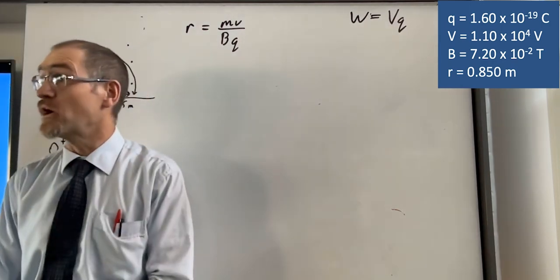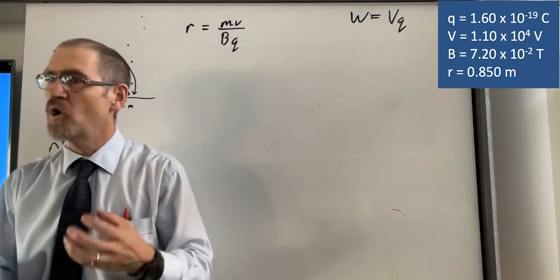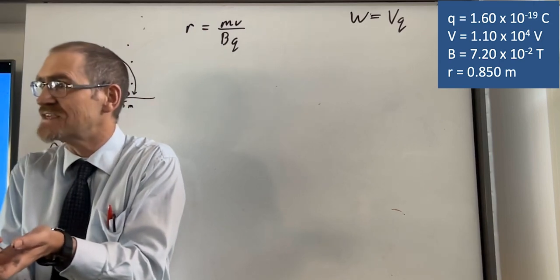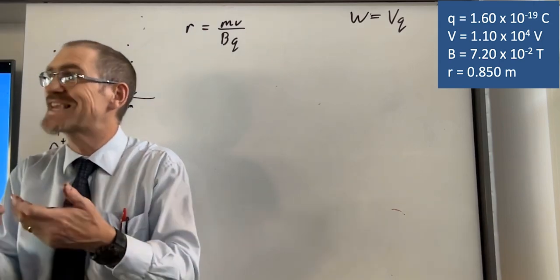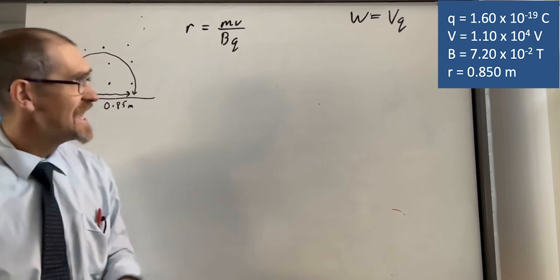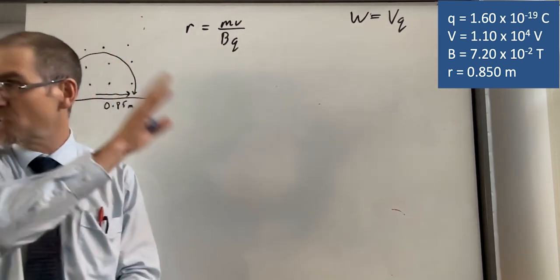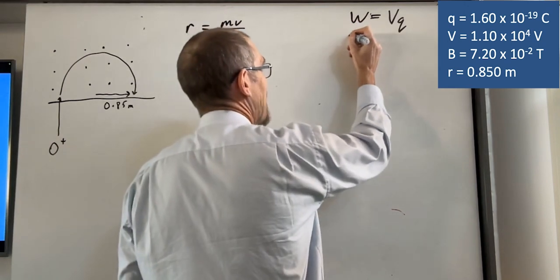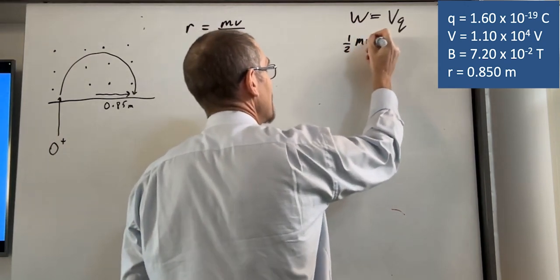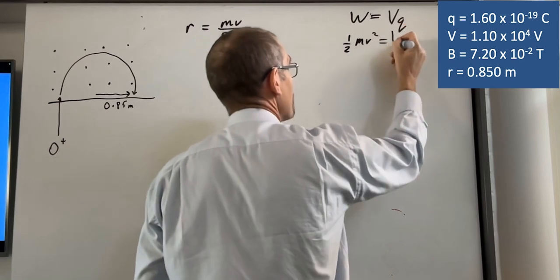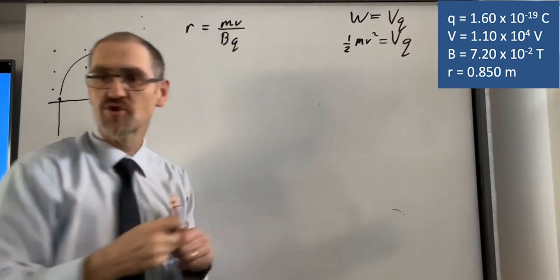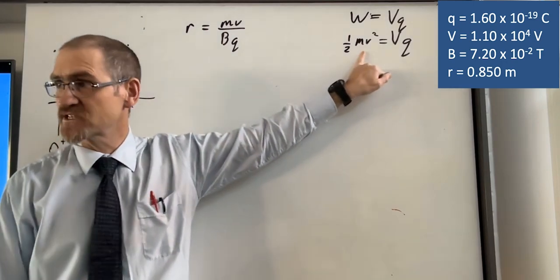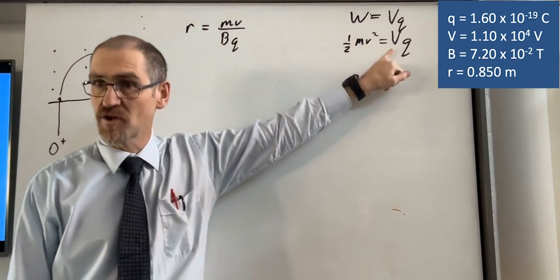What is work? Work is what's been done to these charged particles. They've gone from sitting just quietly doing nothing to being really, really fast. So they've gained kinetic energy, and we can use that to our advantage. They now have kinetic energy because they had none. Half mv squared equals VQ. Let's make sure we differentiate between capital V and lowercase v. Lowercase v is velocity, capital V is voltage.